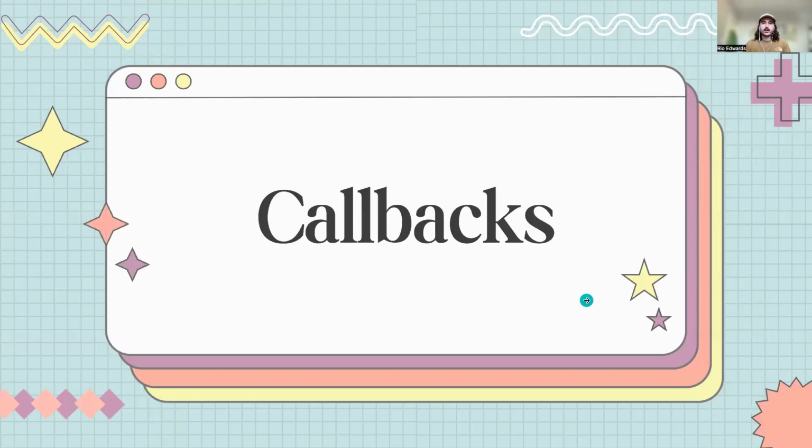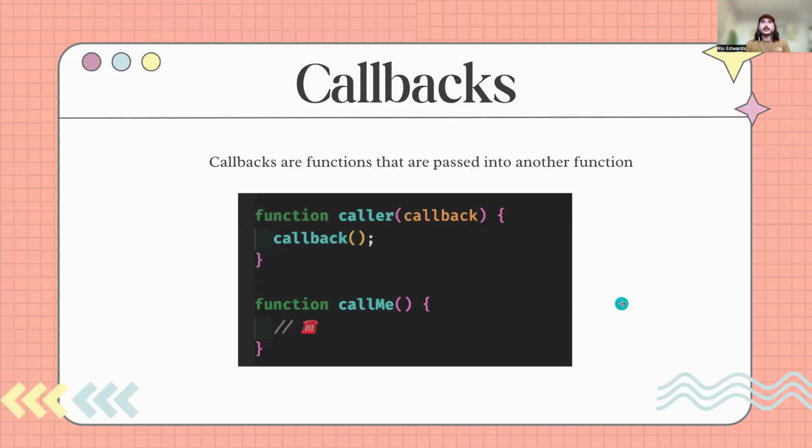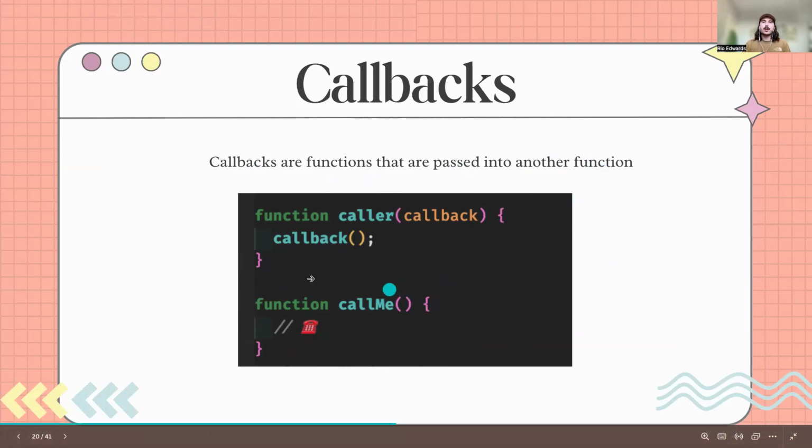Okay, callbacks. This section I didn't have time to fully finish, but there are some examples in the next section too. So callbacks, we've talked about them a little bit. They're functions that are passed into another function. In this example, we have a function we define down here, this bottom one, called call me. So this is the call me function. It wants to be called.